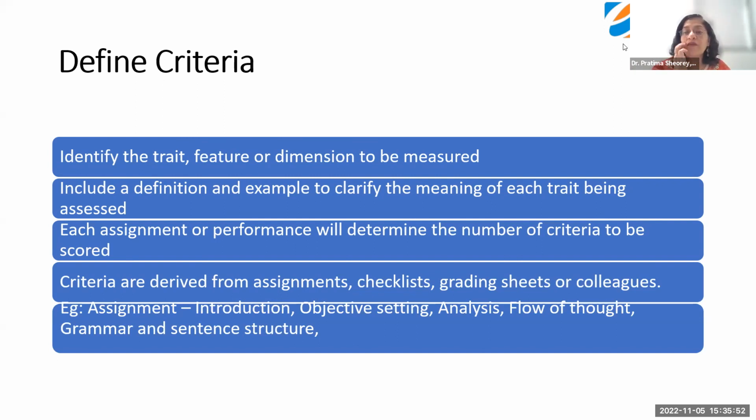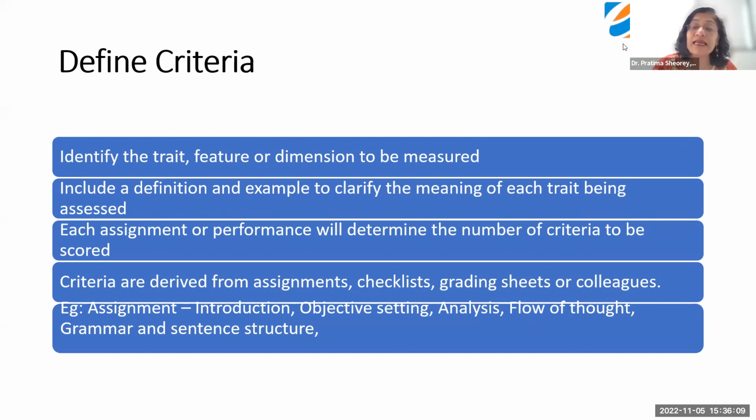So I'm going to say, okay, the introduction should be like this, right? Objective setting. How did they set the objective? How did they do the analysis? What was their flow of thought? Did they follow the correct order? You'll have to define that.